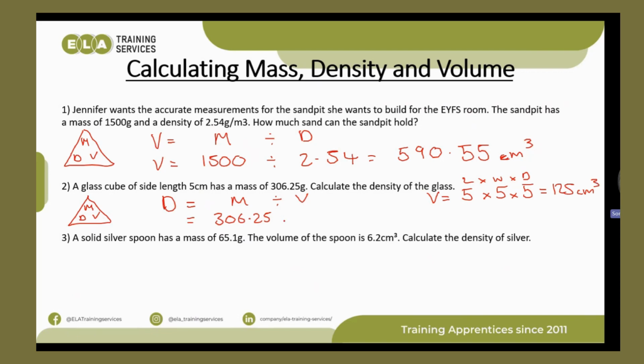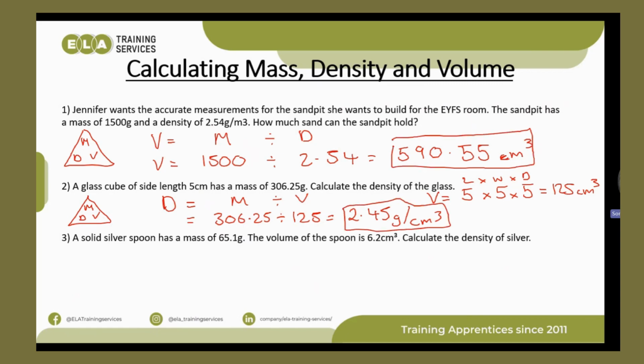So we're going to do 306.25 divided by 125. Pop that into our calculator. It's so much easier when you remember those triangles. They are really going to be a godsend in your exam. 306.25 divided by 125 gives us 2.45. And because we've got grams, so we say grams per, and then because we've got centimetres cubed, and that is our answer. Let's put little boxes around the answer so it's super clear when you read these back.